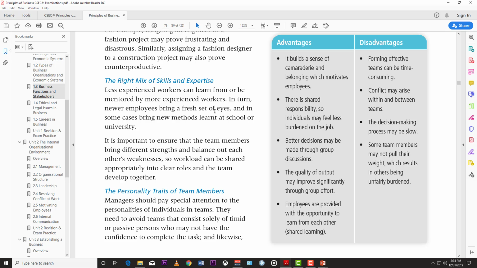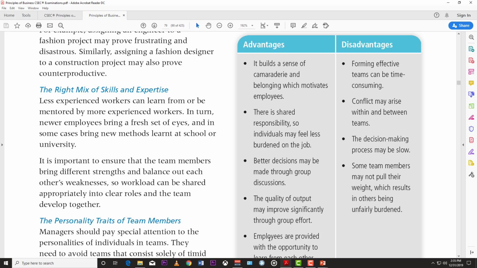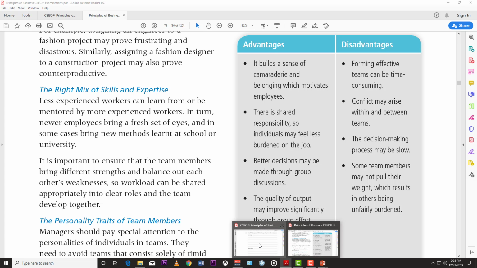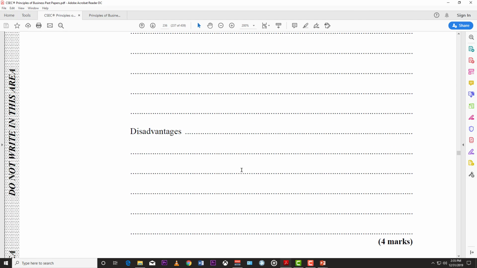And 4, some team members may not pull their weight. You have the freeloader, the free rider, which results in others being unfairly burdened. So those are disadvantages and those are advantages of teamwork. So that's the answer for that one. 4 easy marks. You kill that, you're good to go.